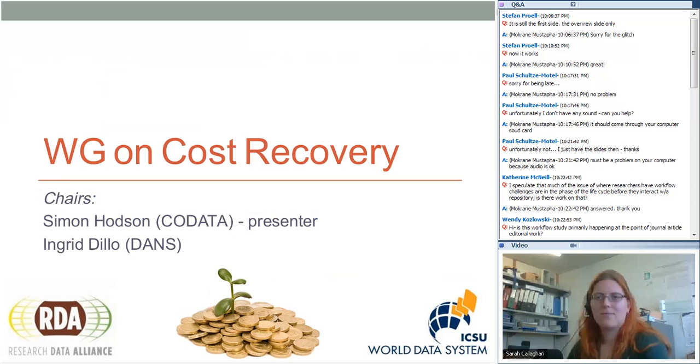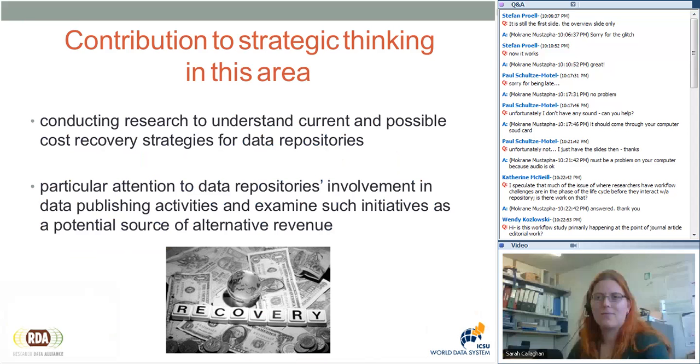Yes, cost recovery, business models, the financing of data centers is clearly an important, fundamental, and concrete issue, which this group is trying to look into in the context of the broader umbrella of work on data publication. So we aim to make a contribution to strategic thinking in this area, and to do so by conducting research to understand the current ways in which data centers are financed, in which they undertake cost recovery, and to look into the possible options for those strategies into the future.